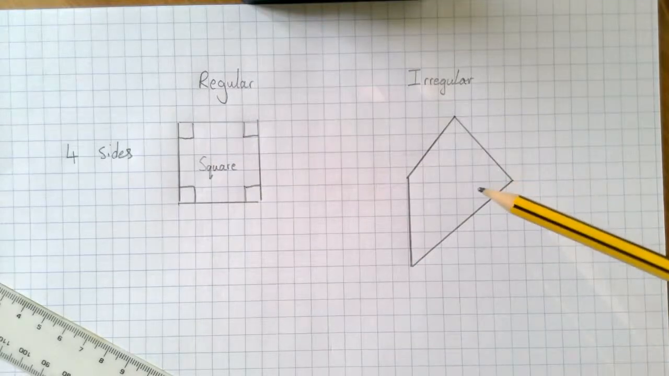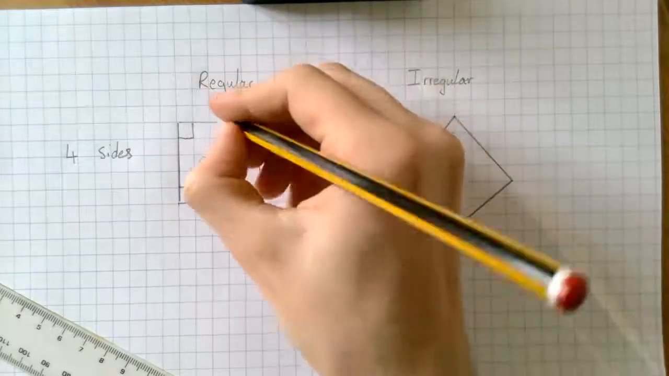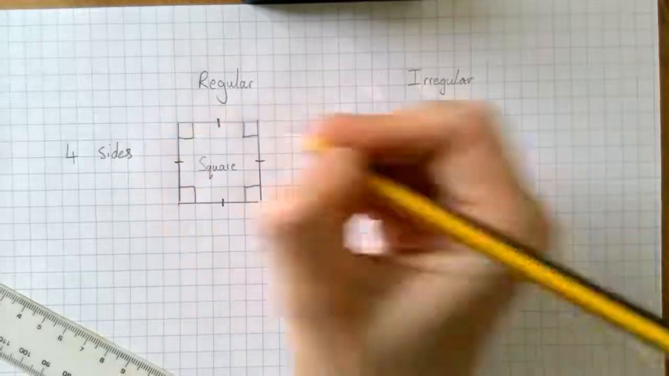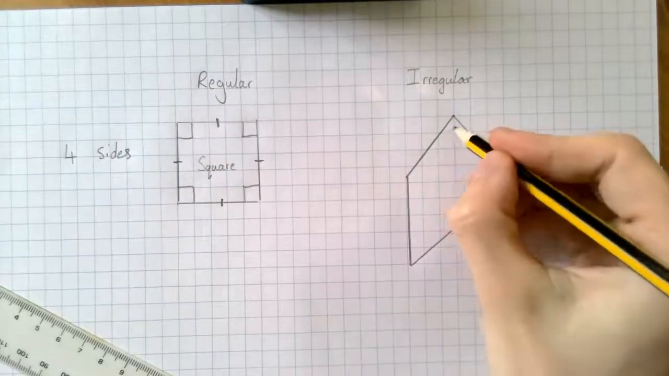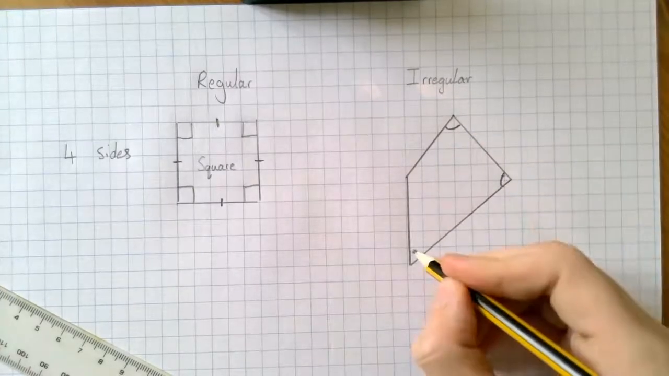So add as much detail and as many different things as you know. So here I've put in my right angles. I might also put in a line to show that they're all the same length, if you understand how to. Here I haven't got anything. I might still show that there's 4 angles though, 4 sides, 4 angles.